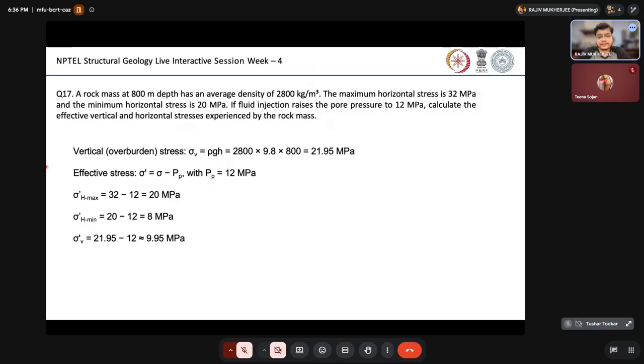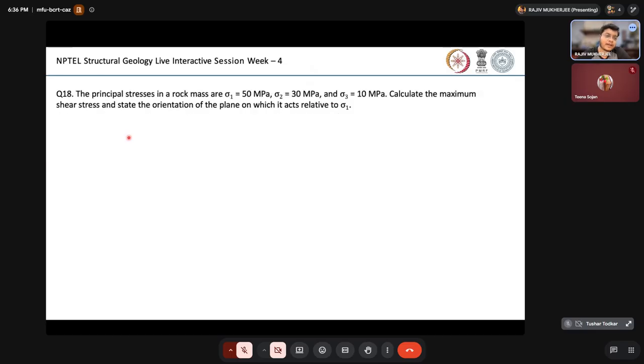Okay, so the principal stresses in a rock mass are 50 megapascal, 30 megapascal, and 10 megapascal. Calculate the maximum shear stress and state the orientation of the plane on which it acts relative to sigma 1.